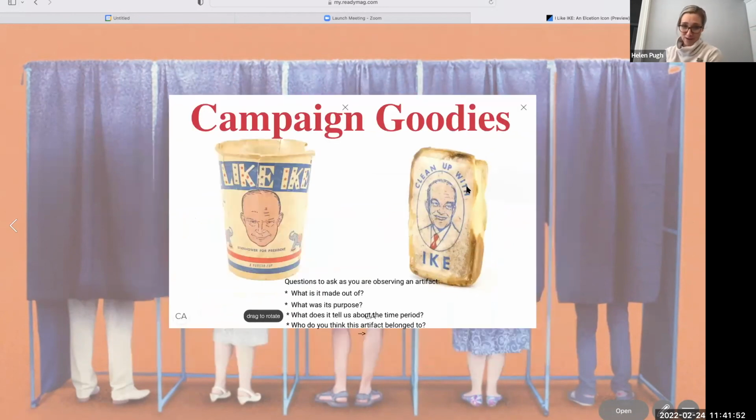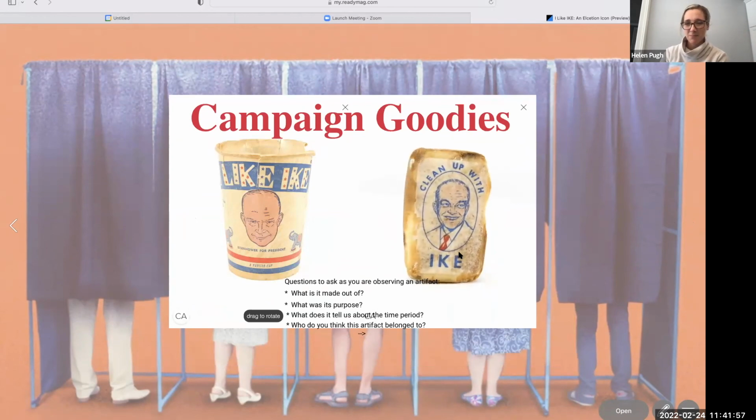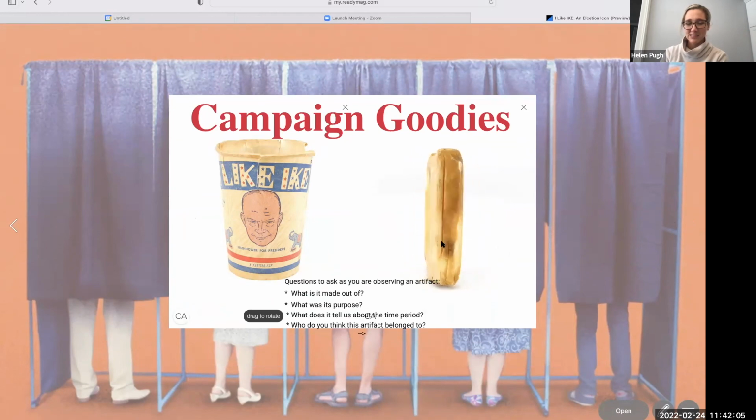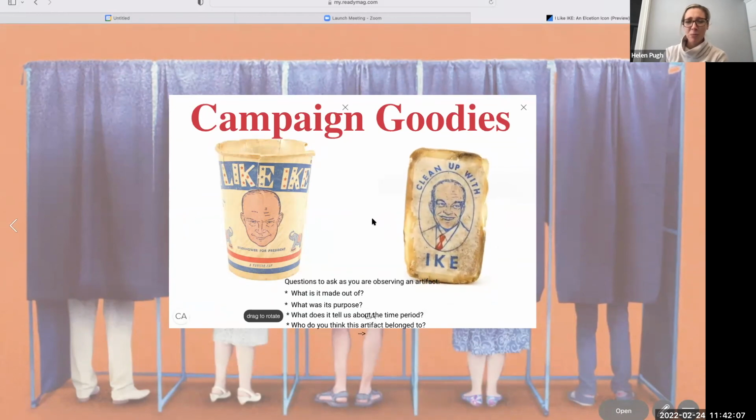And then these are a couple of my favorites. I want to see if you know what this is. It says, clean up with Ike. Hazley, good work. It is soap. All right. And this is an old bar of soap, but on things, even as soap, they're throwing out Ike's image. They're throwing out something cheeky and clever, clean up with.